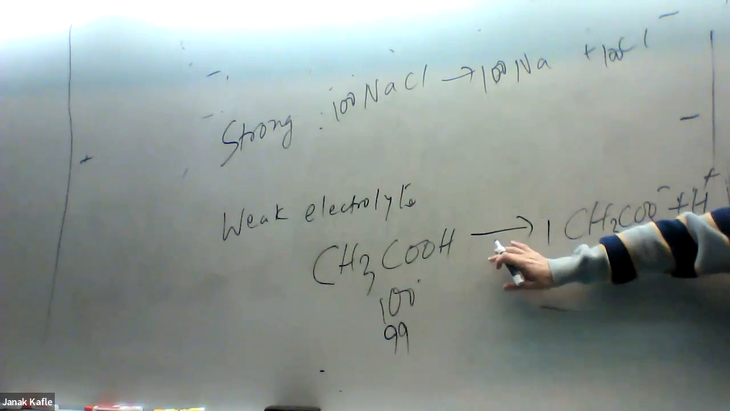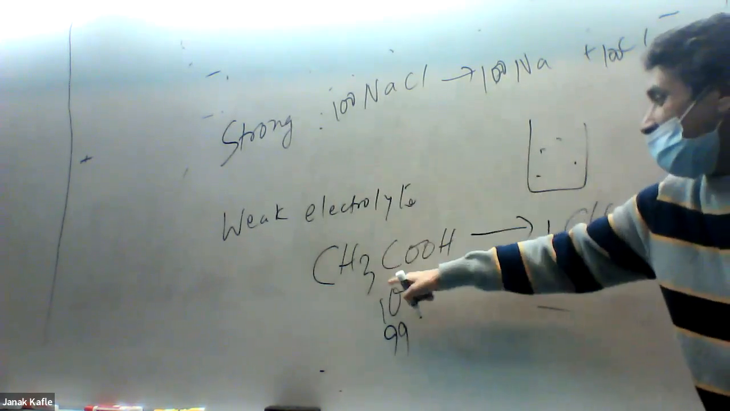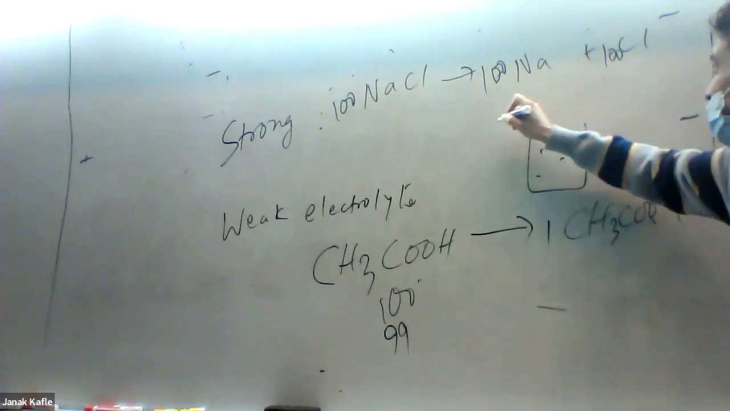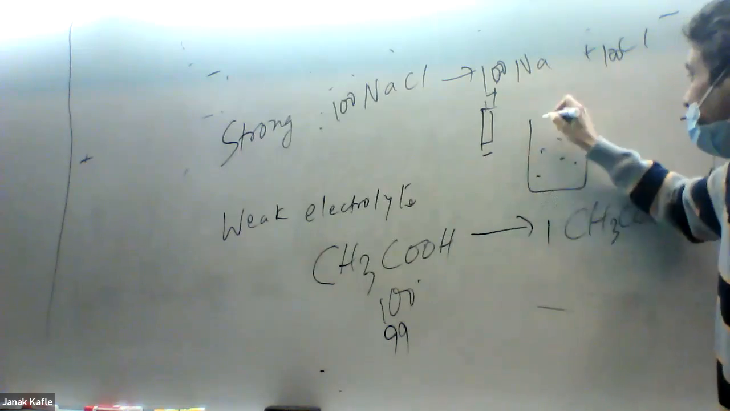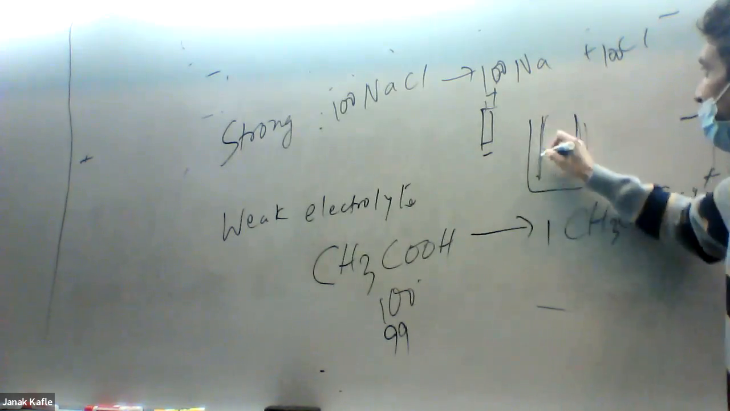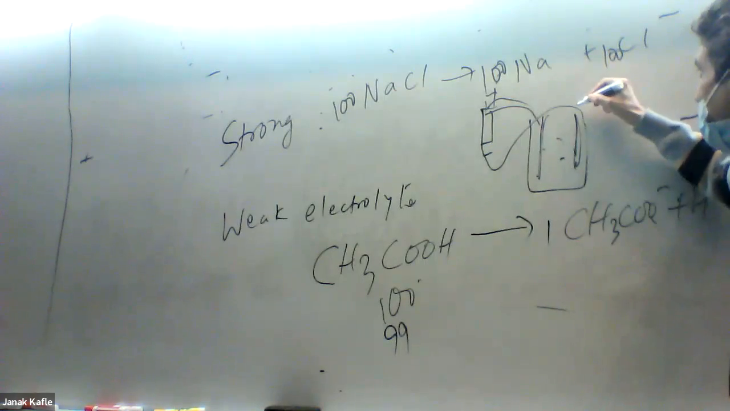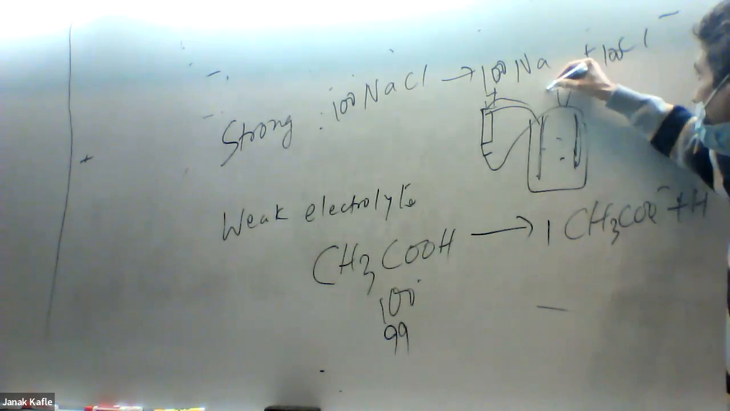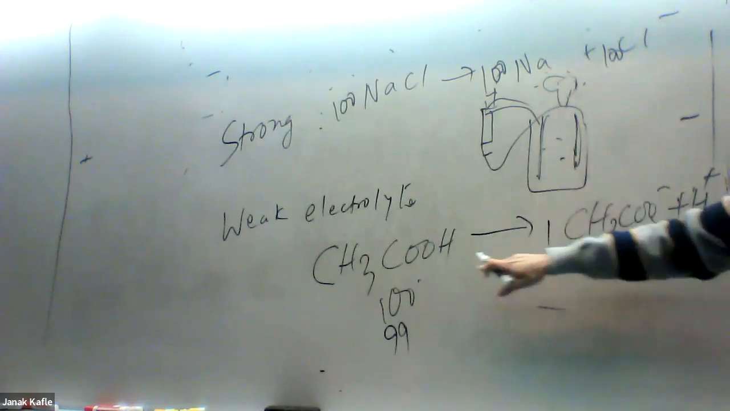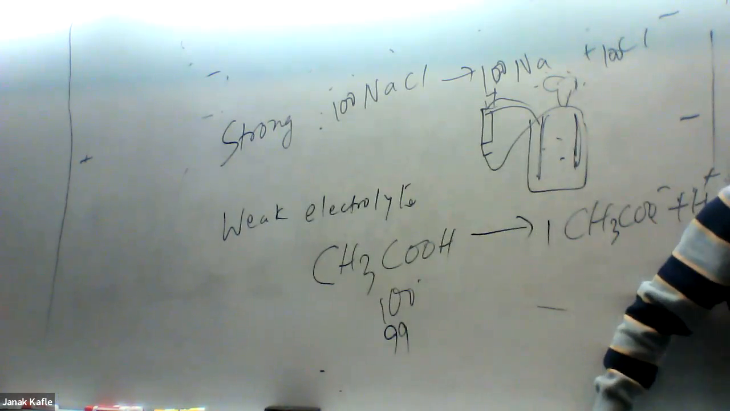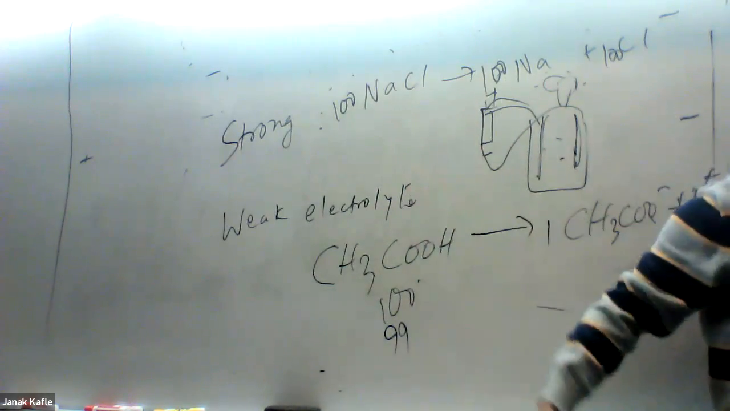So if you do the experiment with this one, take water here and put 100 particles of this CH3COOH here, and do that experiment with the battery, this is plus and this is minus, put two electrodes here, and then connect it here and here like that, and put a bulb here, and you will see a very dim light with this one. You got it? But if you do this experiment with sodium chloride, you will see very bright light.